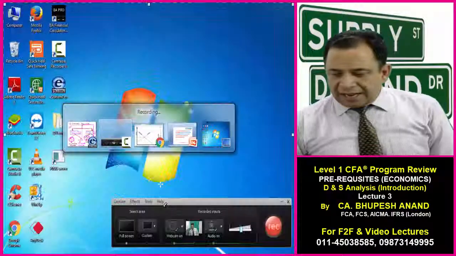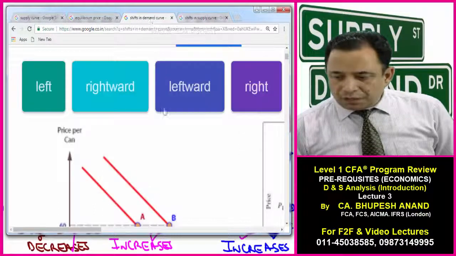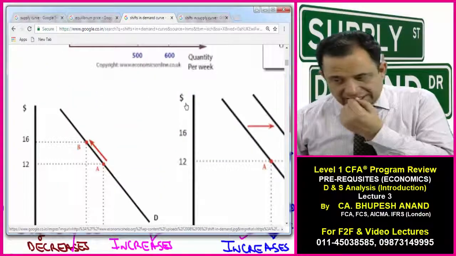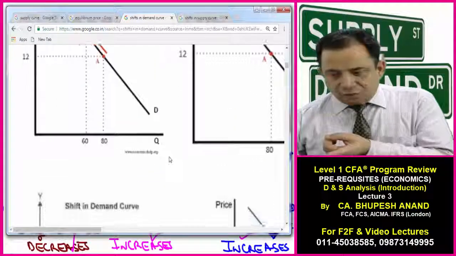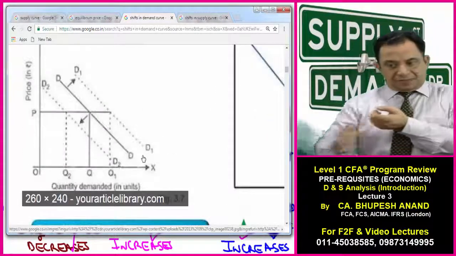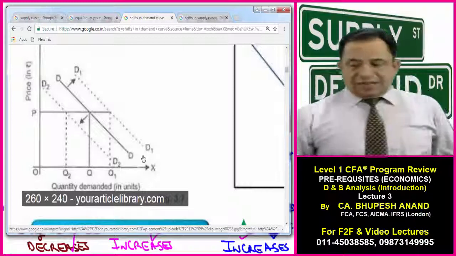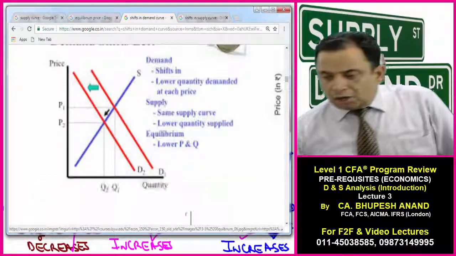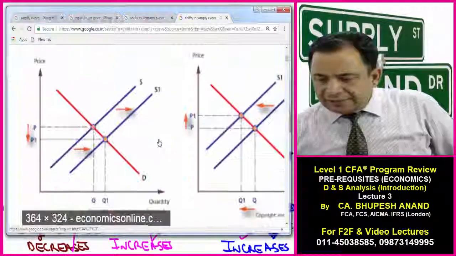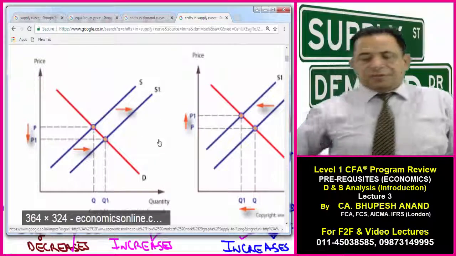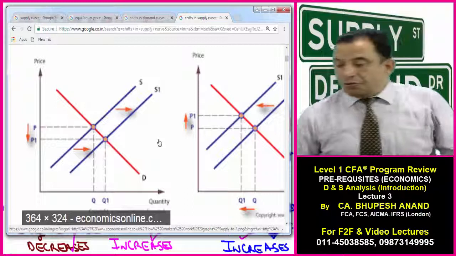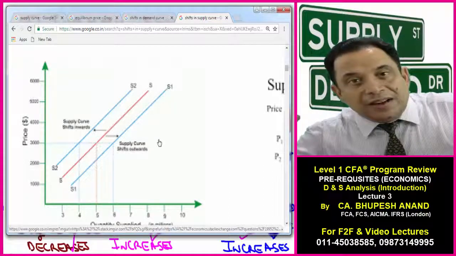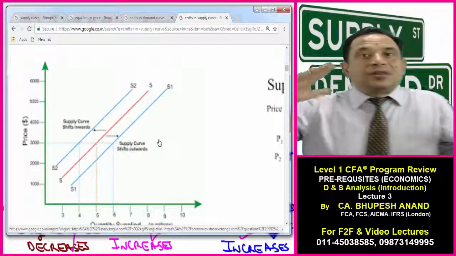Just see, I have taken some help from Google. This is a right shift, this is movement, this is a right shift. So we should know the meaning of right shift and left shift. Just see, this is a right shift, this is a left shift. Accordingly, we can easily find out whether it is a right shift or a left shift. Along with that, I have looked at shifts in the supply curve, again right shift or left shift. Now, what a right shift will tell me or what a left shift will tell me is important to learn, or I will say the intention should be clear to you.